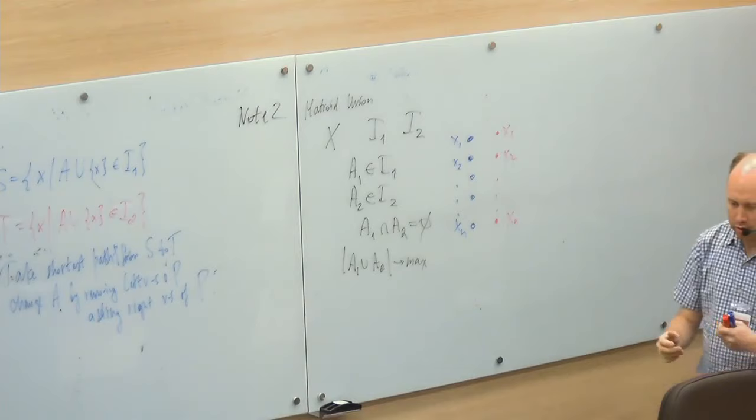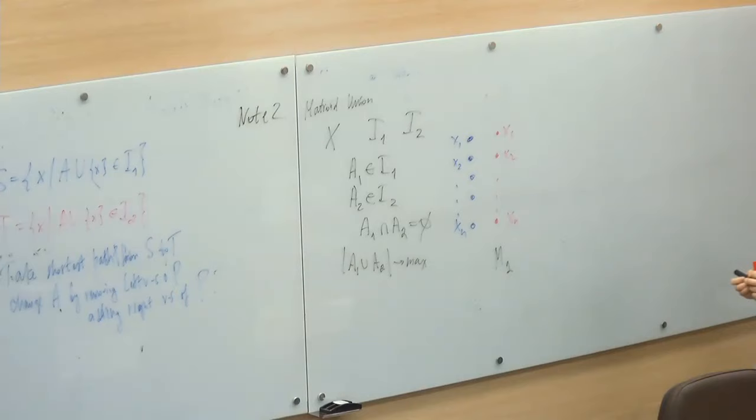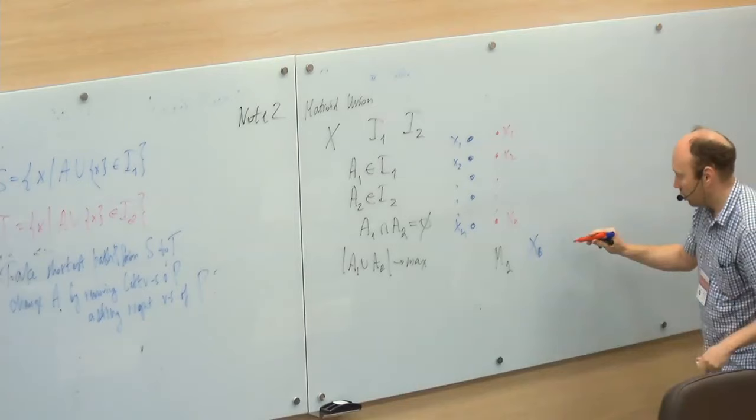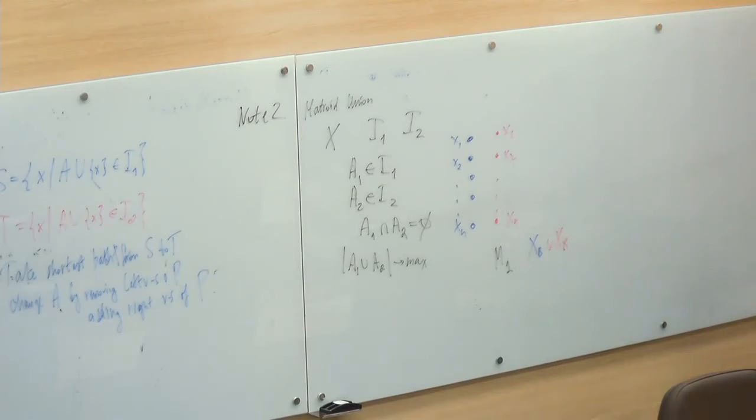And now let us introduce two matroids. The first one has the set X blue united with X red as its objects. And a set is independent if its blue part is independent and its red part is independent. It is quite easy to prove that this is a matroid if the blue and red parts are matroids. So independence is checked separately for the blue and red parts.